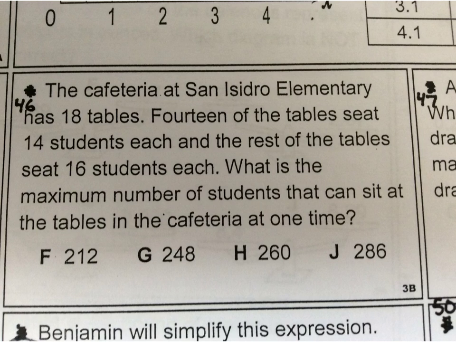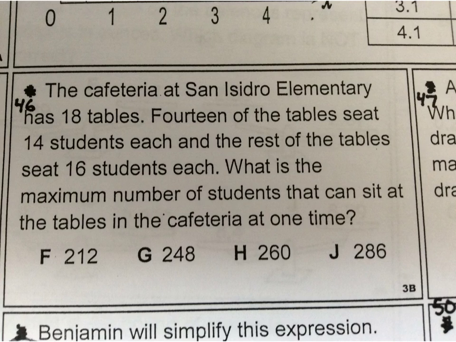Number 46. The cafeteria at San Isidro Elementary has 18 tables. 14 of the tables seat 14 students each. The rest of the tables seat 16 students each. What is the maximum number of students that can sit at the tables in the cafeteria at once?